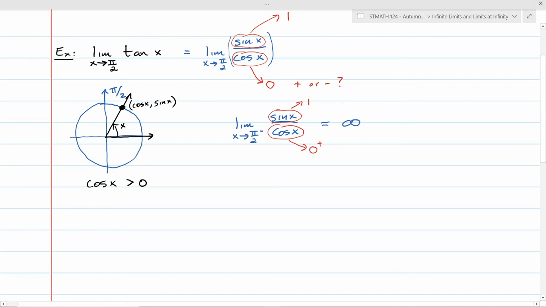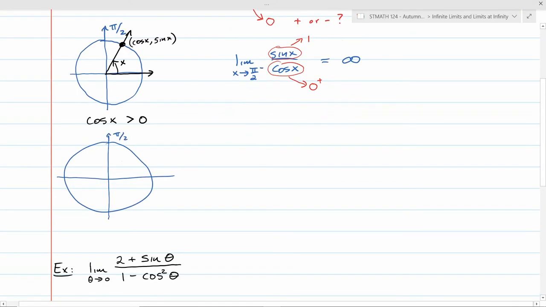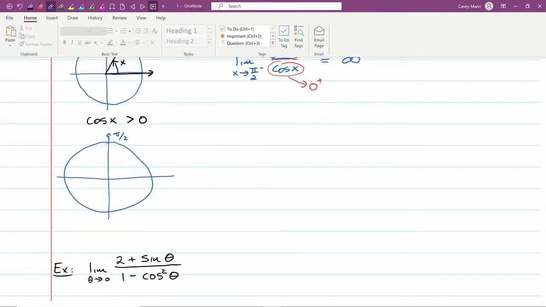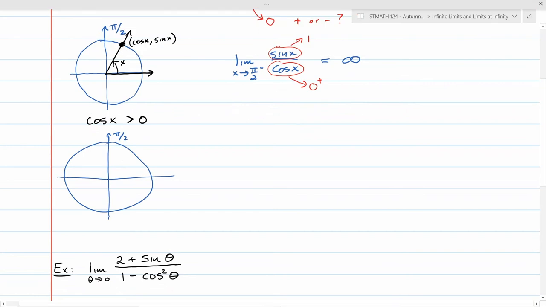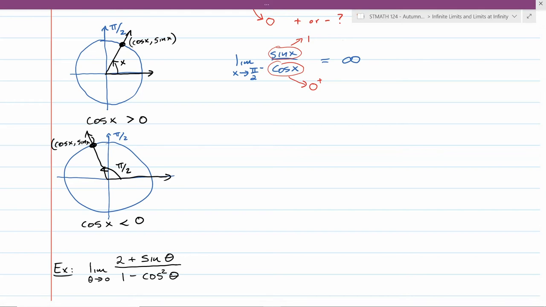So it's positive over positive, so I'm going to get positive infinity here. On the other hand, if I draw the angle x so that x is a little bit bigger than pi over 2, something like this, the cosine being the x coordinate of the point where the angle crosses the circle, the x coordinates are negative over there in the second quadrant, so my cosine of x is going to be less than 0 for these angles.